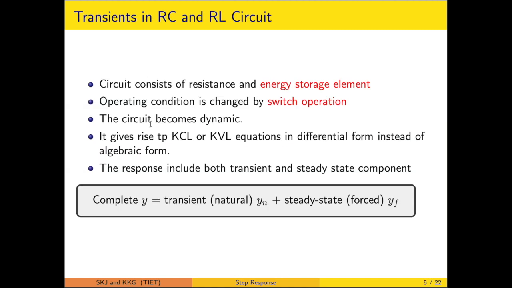So, recap that the transient situation arises when the circuit has energy storage elements and there are switching operations. Because of this, there is a change in the operating conditions. Because of the time dependency, the equations come out to be dynamic in nature, where we have to deal with differential equations instead of the algebraic equations as far as KCL and KVL are concerned.